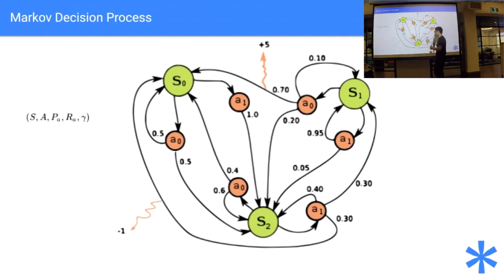You also notice some wiggly lines here. These indicate the reward the agent would get, or the actor would get as it transitions. For example, if you're in here, take this action, you transition over there, you get a reward of 5. Alternatively, if you take this action, you're unlucky, there's a 30% chance that you have a -1 reward.